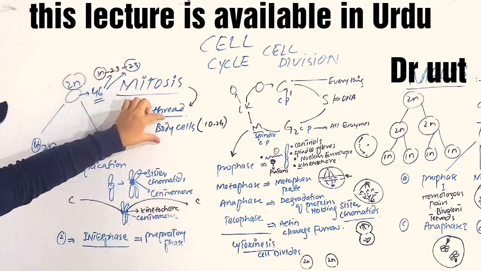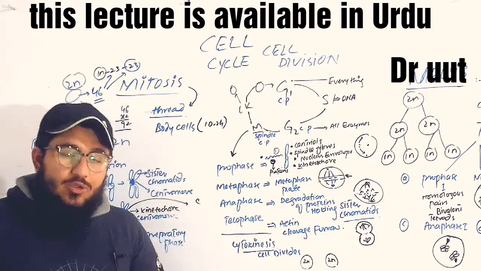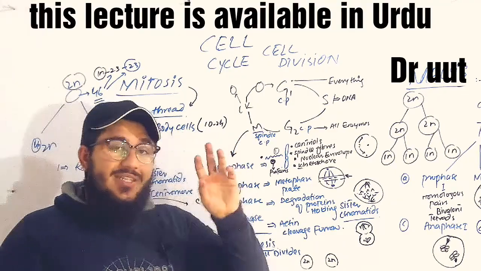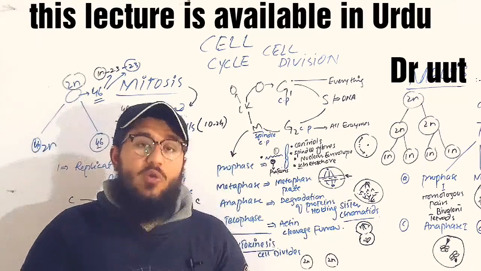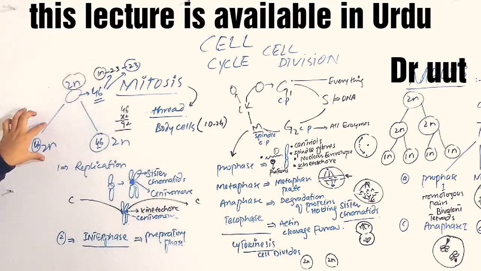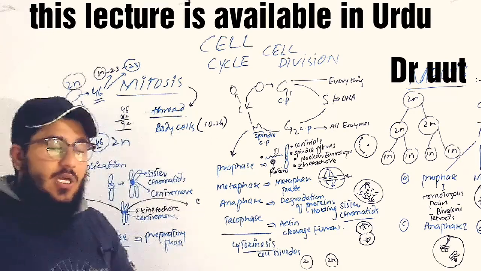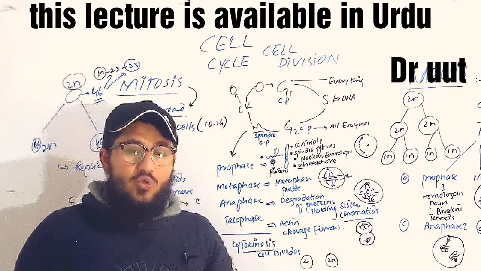Mitosis occurs in the body cell, and body cells are also called somatic cells. The time that one cell takes to divide into two is about 10 to 24 hours. Means that one cell will divide into two cells. This will take about 10 to 24 hours. Means within 24 hours, a cell will divide into two.